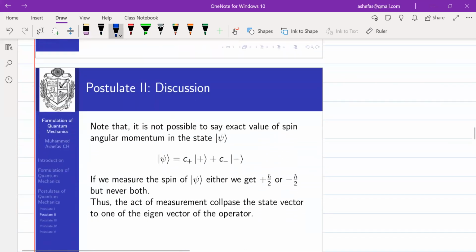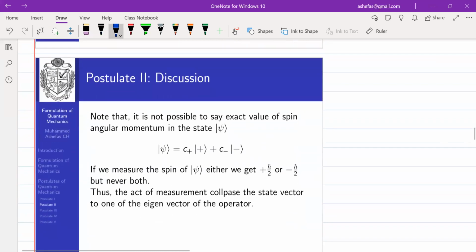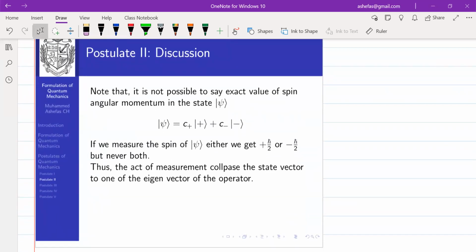If the electron is completely spin down, I can represent it as ket minus. Now, this is also called the superposition principle. This ket psi I have written is a superposition of ket plus and ket minus. Now we cannot say in which state this electron exists. So this electron is existing in a superposition of ket plus and ket minus, isn't it?